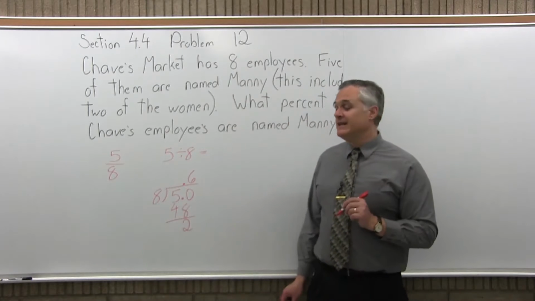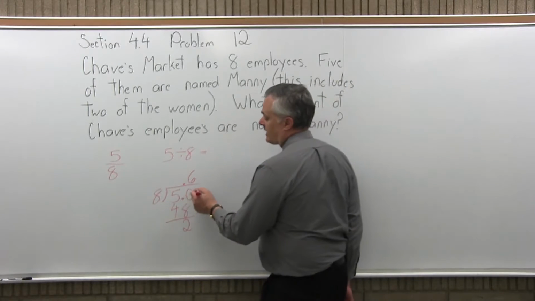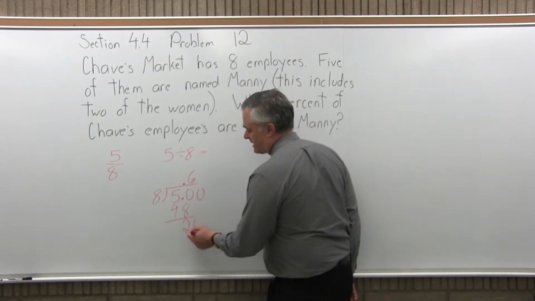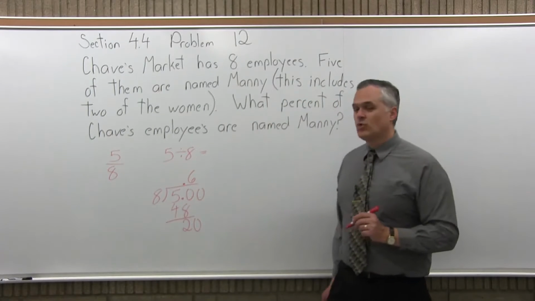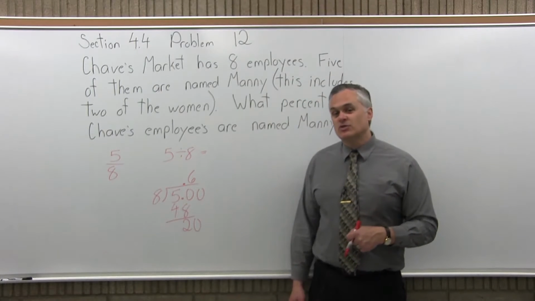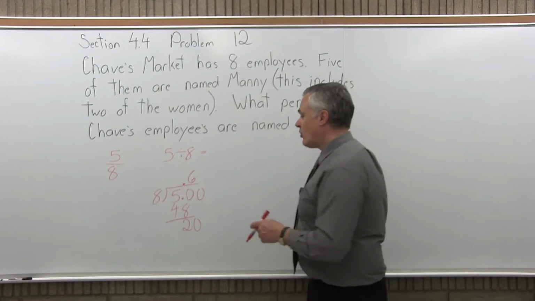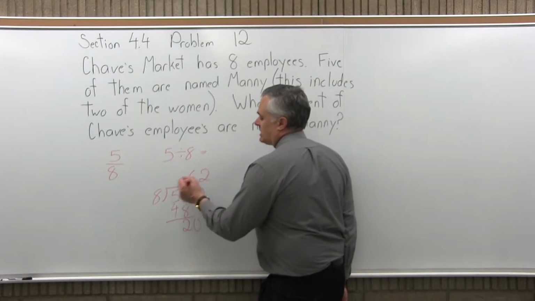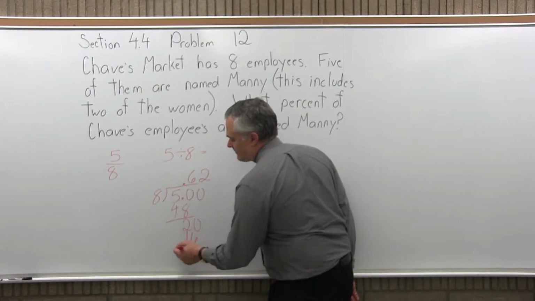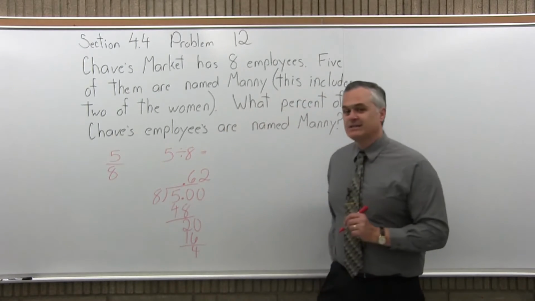So it has not gone in evenly. So what we have to do is add a 0, 5.00, bring the 0 straight down next to the 2, and it becomes a 20. So now 8 divides into 20 how many times? Well, it'll go in twice. 2 times 8 is 16. 20 minus 16 is 4, so it still hasn't gone in evenly.